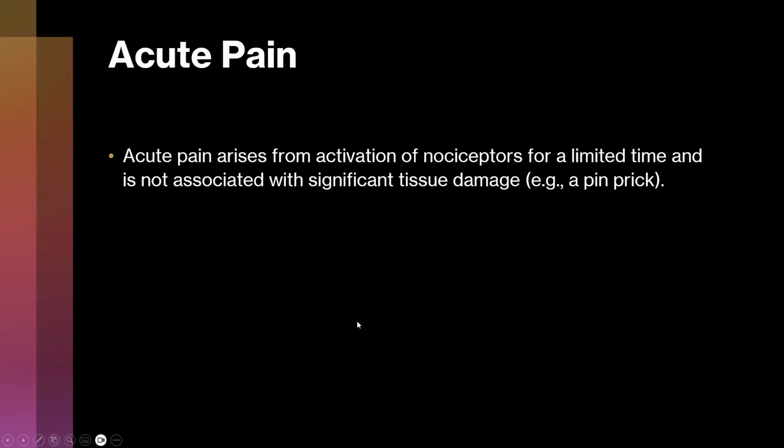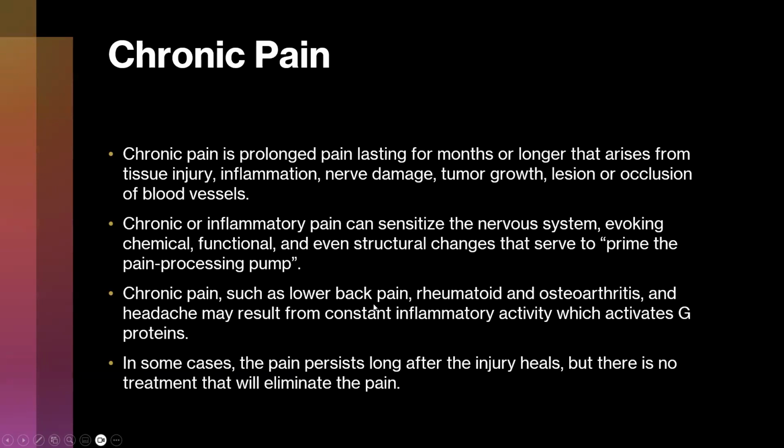Acute pain arises from activation of nociceptors for a limited time and is not associated with significant tissue damage. For example, a pinprick. Chronic pain is prolonged pain lasting for months or longer that arises from tissue injury, inflammation, nerve damage, tumor growth, certain lesions, or occlusion of the blood vessels. Chronic or inflammatory pain can sensitize the nervous system, evoking chemical, functional, and even structural changes that serve to prime the pain processing pump.